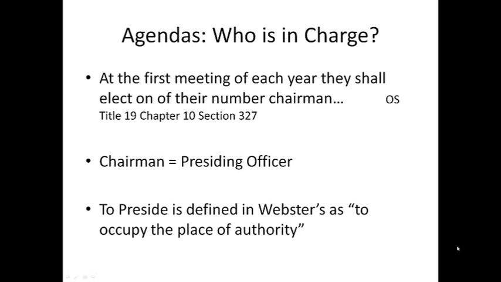are within the county commissioners, Title 19, Chapter 10, Section 327, which basically says at the first meeting of each year, county commissioners will elect one of their number to be the chairman. When a definition is not given in statute, you go and you look as to what is the typical definition in place.